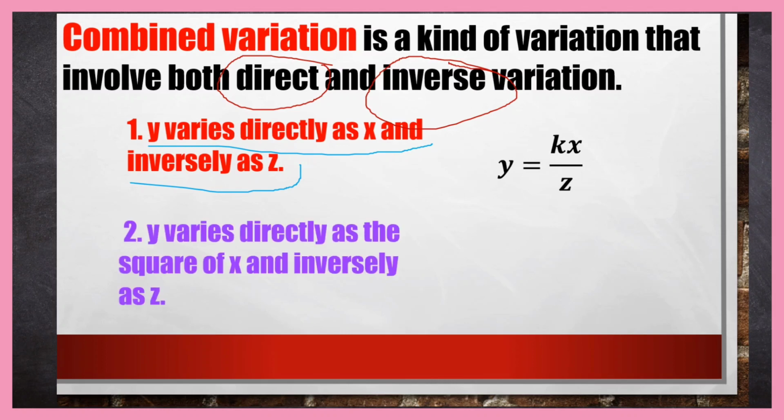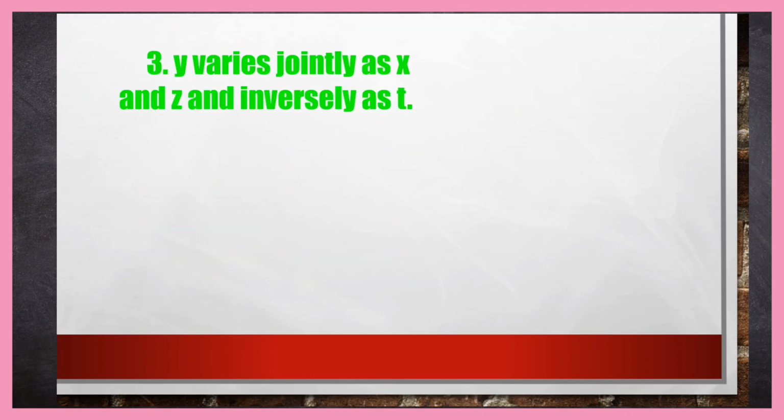For number 2, we have Y varies directly as the square of X and inversely as Z. So we have here square, so we will write the exponent 2 here. So we have Y is equal to KX squared all over Z. That is the mathematical equation.